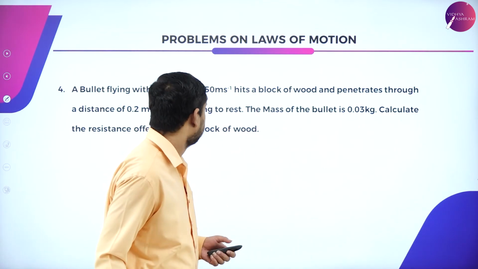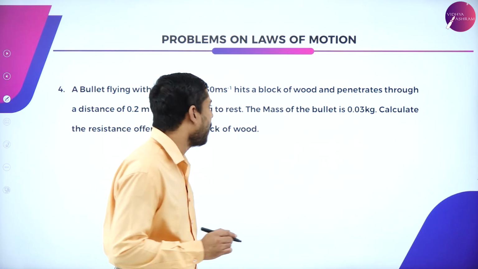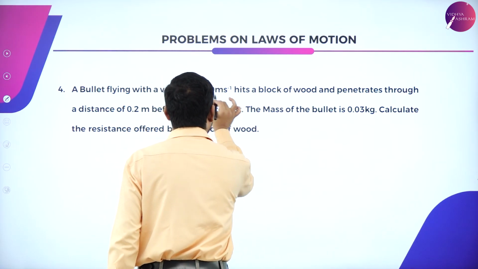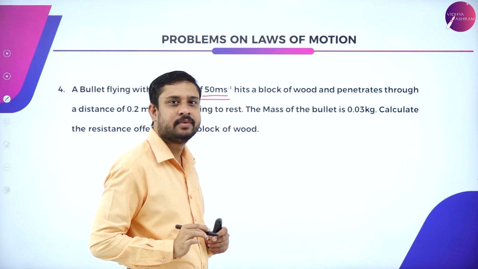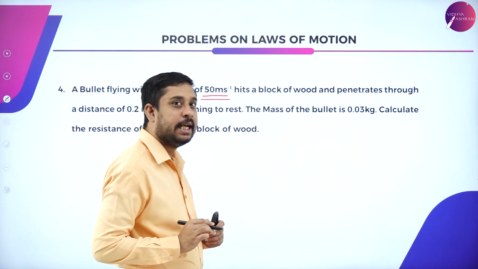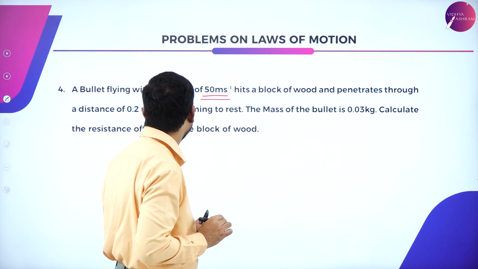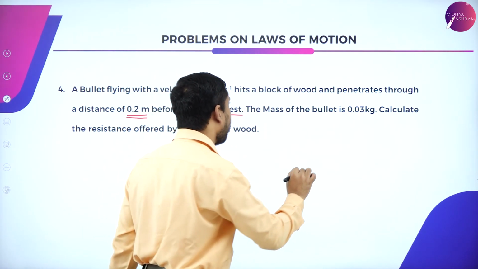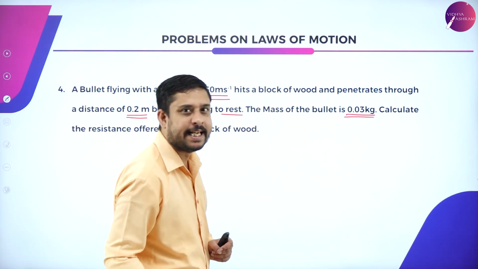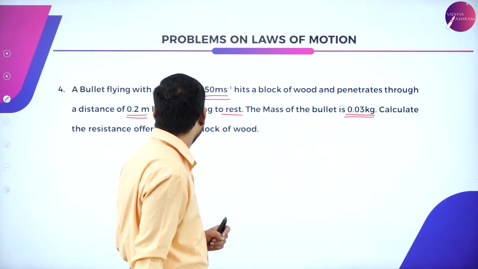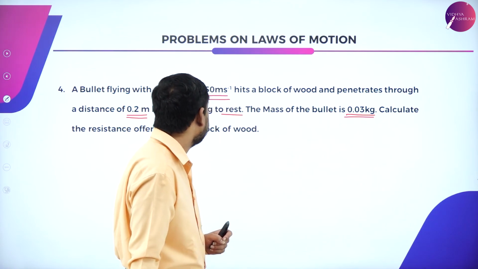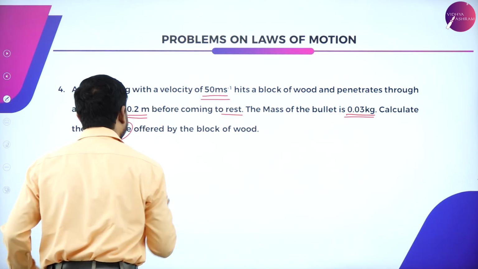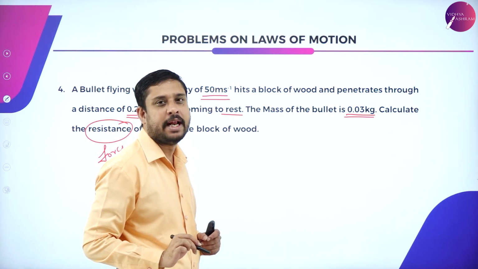The next problem, very similar to the previous one. A bullet flying with a velocity of 50 meter per second hits a wooden block and penetrates through a distance of 0.2 meter before coming to rest. The mass of the bullet is 0.03 kg. Calculate the resistance offered by the block of wood. Here, the moment they say resistance, it is nothing but the average force acting on the bullet.